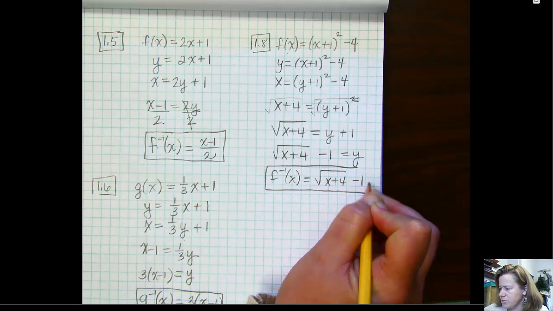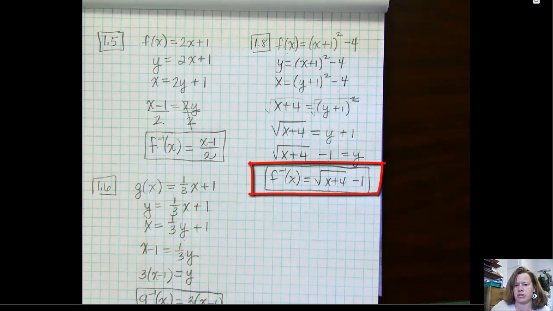What's really nice about this is when we start graphing transformations, you'll really see what's going on with these inverses as well.